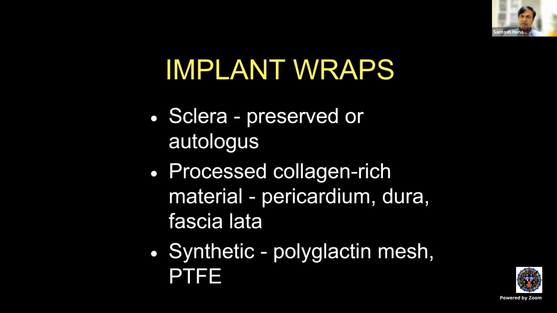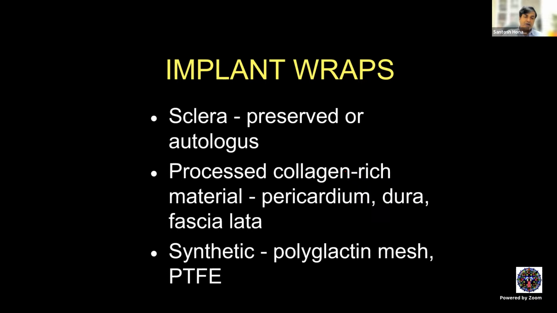What are the implant wraps? Sclera, preserved or autologous, is a very good implant wrap. Sclera is collagen-rich material. You can also use other collagen-rich materials such as pericardium, dura, or fascia lata. And synthetic materials that can be used as implant wraps are polyglactin mesh or Vicryl mesh, or PTFE, which is polytetrafluoroethylene. So these are the implant wraps that can be used to wrap the implant.